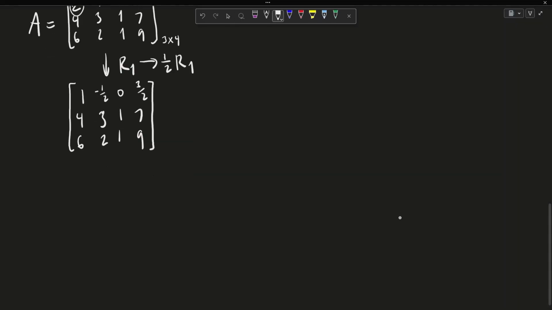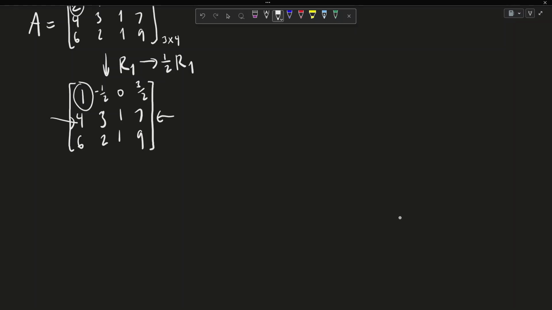The next step is to attempt to eliminate this value that's directly below this pivot. So it's important to identify that in the first row, this 1 is the pivot. And so in order for the pivot in the second row to be to the right of the first row, we must eliminate this value that's directly below it.